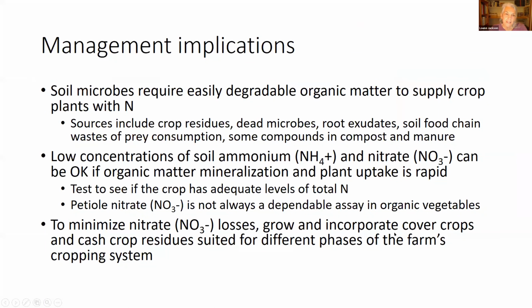So what are the management implications? One is that plant soil microbes require easily degradable organic matter to supply crop plants with N. And I've just made a long list of the different kinds of materials that are important for that active soil organic matter to be available to nitrogen for mineralization. I think it's really important, even though it's quite hard to measure a lot of these things, to think through when these different soil organic matter pools might be more prevalent in your cropping system and manage accordingly.